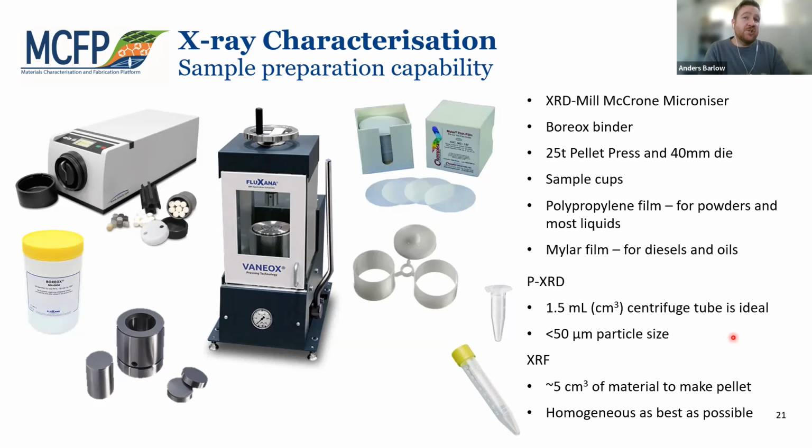For XRF, if we assume we're going to be working with pressed pellets, we want about 5 cubic centimeters worth of material to make a pellet. And that would be a similar amount of material if we're going to put them directly into one of these sample cups and have the thickness thick enough to get fluorescence from the bulk of the material as well. And as much as possible, you want these materials to be homogeneous, so that there aren't different domains within your material where you have more concentration than in other areas. You want them to be really homogeneous to give you as accurate a representation as is possible.